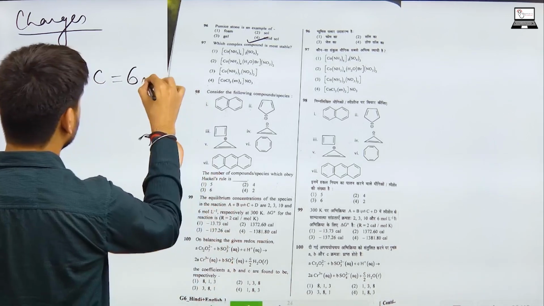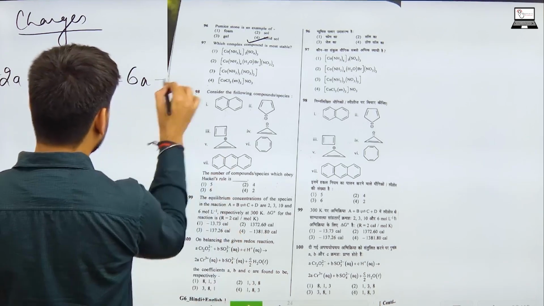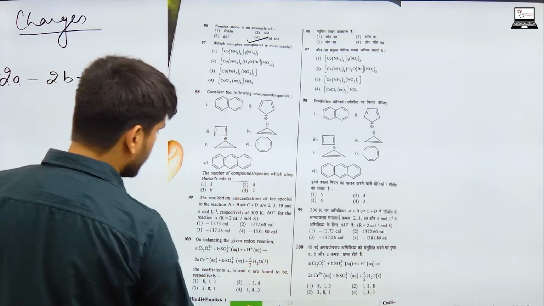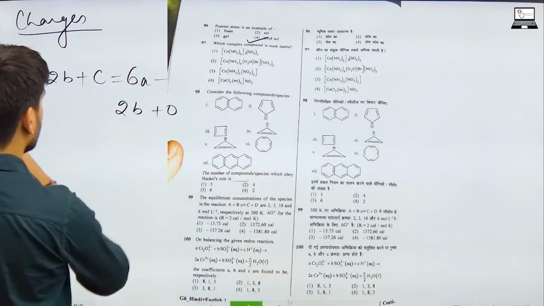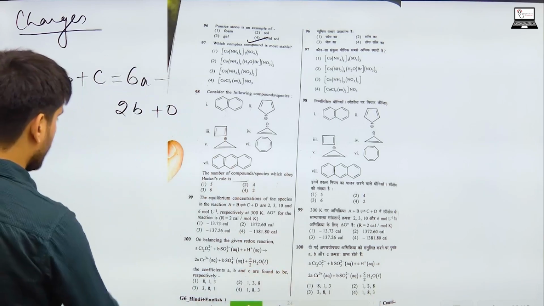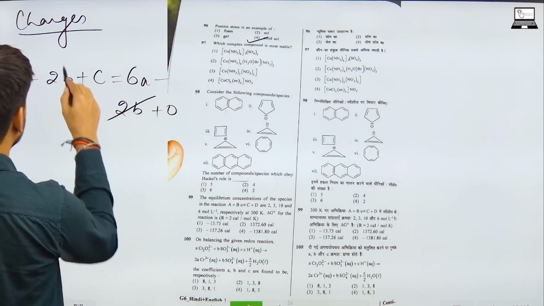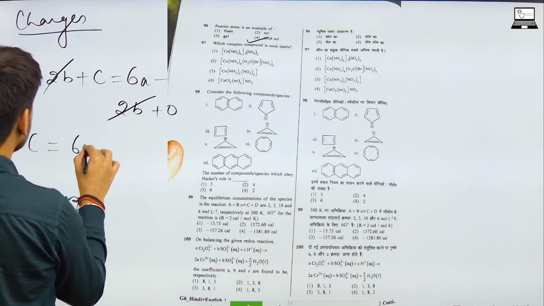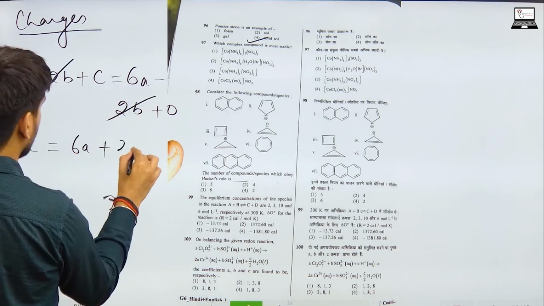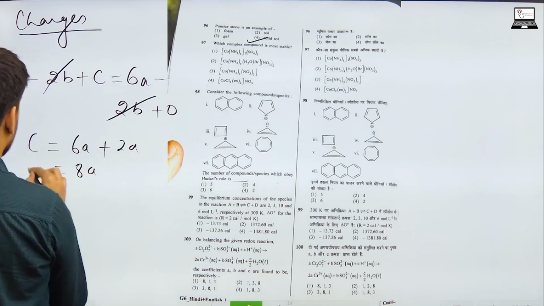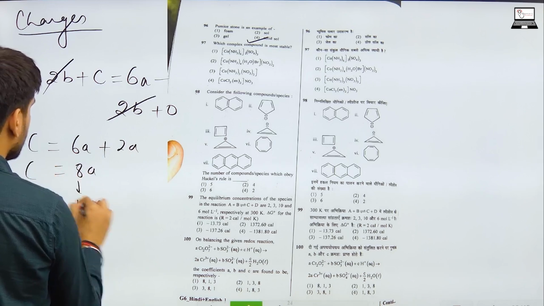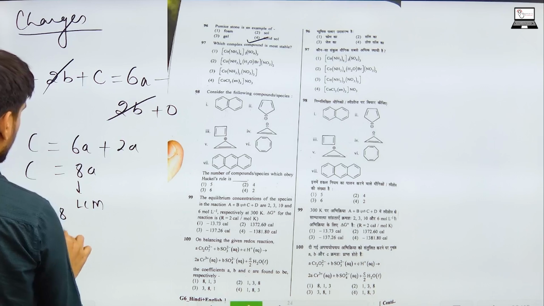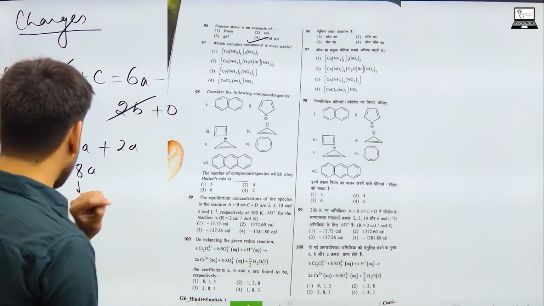6a minus 2b and plus 0, because water has no charge. So if you see this, this gets cancelled. So what do I get? I get c is equal to 6a plus 2a, that is 8a. So this becomes the LCM. So by this we get c is equal to 8 and a is equal to 1.